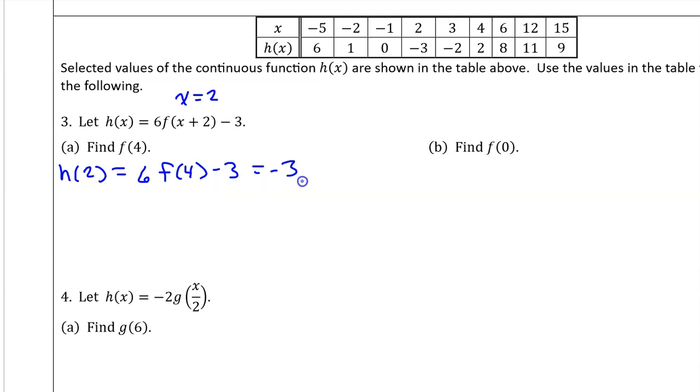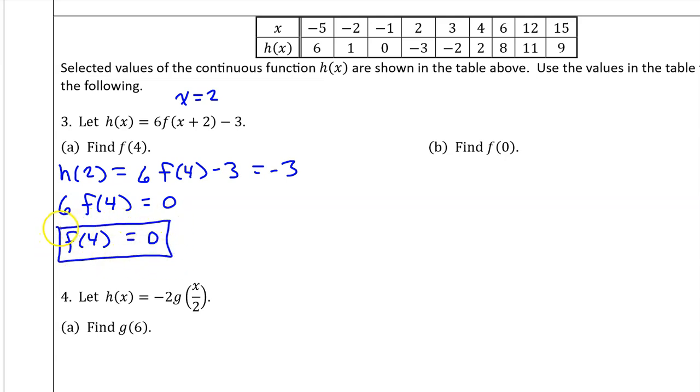Let's solve this equation for f at 4. Adding 3 to both sides gives us 6 times f at 4 is equal to 0. Dividing both sides by 6 gives us f at 4 is equal to 0. And that's it for part A.